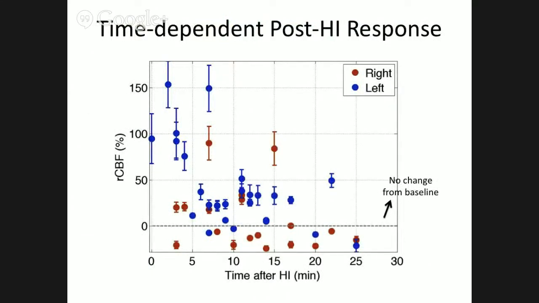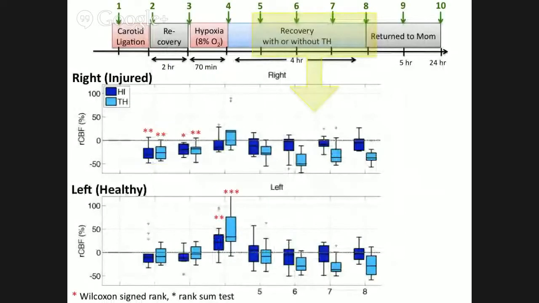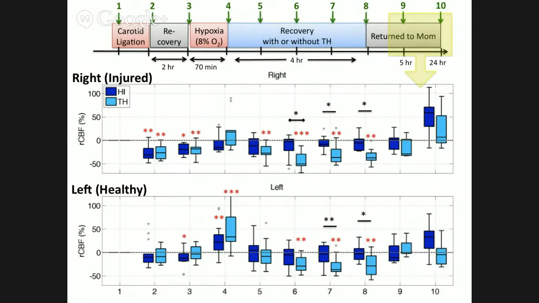So then following HI, from 1 to 4 hours, we see a reduction in cerebral blood flow that's pronounced in the therapeutic hypothermia group, but is not significant in the hypoxic ischemic group. The differences are significant between the 2 groups. And then by 24 hours, by the next day, we see significant increases in both the injured and the healthy hemispheres in the hypoxic ischemic group, but not in the hypothermic group.